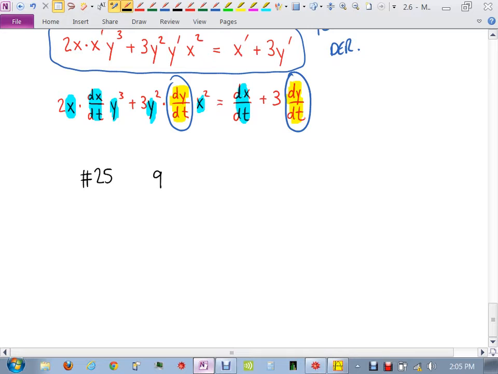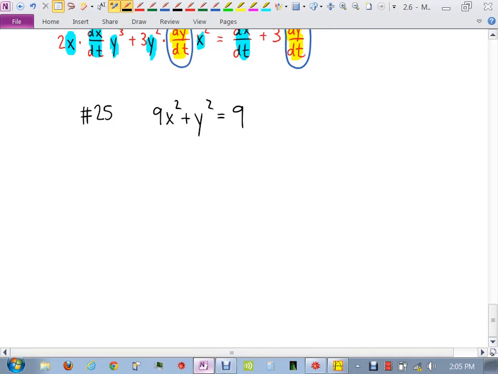So we have 9x squared plus y squared equals 9. And we want to find y double prime. What that means is we're going to take the derivative of y with respect to x, and then we're going to take the derivative again with respect to x. Okay, that's what we're going to do. So find the derivative first time and then second. There are different ways of doing this, but let's just try it.